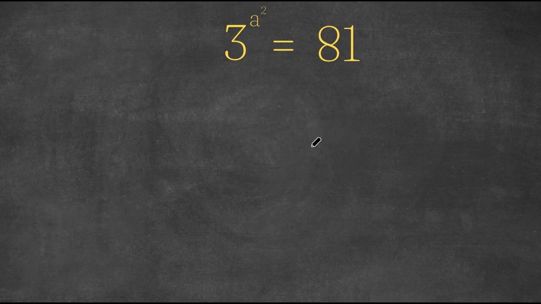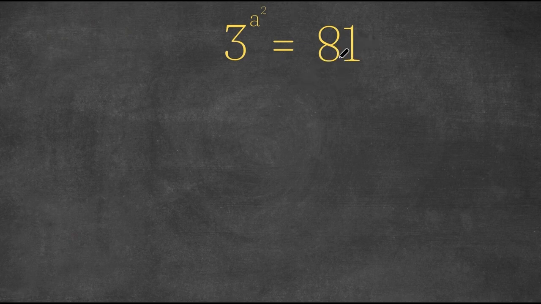In today's video, I'm going to be teaching you guys how to solve this exponential equation. And before any of you guys say anything in the comments, this is not an upside down 8, it's just how the font is. So it's not an upside down 8. So we have 3 to the power of a squared is equal to 81.